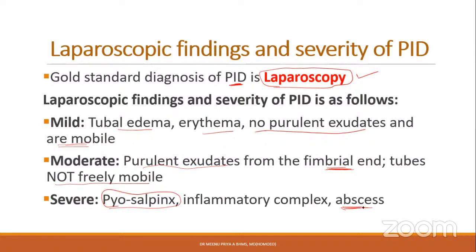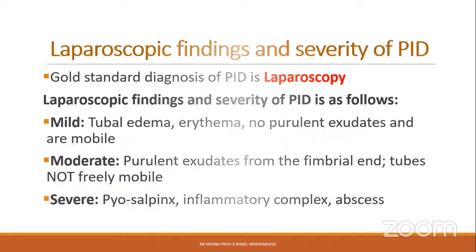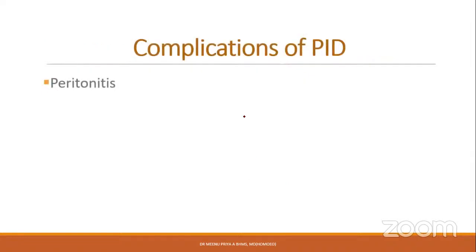So in TB, we can see tubo-ovarian abscess, TOA. Okay, so this is the severe PID. Next, complications of PID, what it could be. If the infection is not treated, or if the inflammation is not treated on time, it can lead to peritonitis. It can lead to septicemia. Complete sepsis can occur. The infection can spread all over the body.